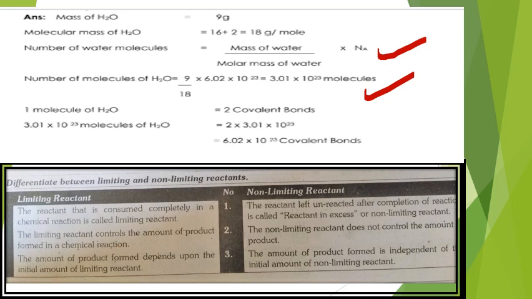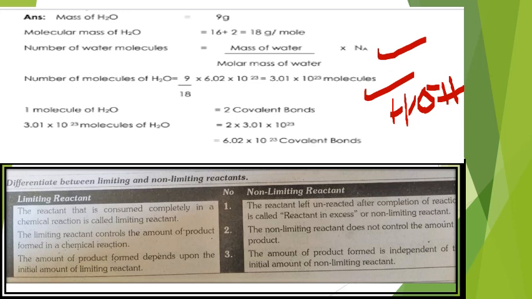Now in a water molecule there are two covalent bonds. Here you can see between oxygen and hydrogen there are two covalent bonds. So multiply this number of covalent bonds with 3.01 × 10²³. You will get your desired answer, that is 6.02 × 10²³ covalent bonds. The next question given is: differentiate between limiting and non-limiting reactant.